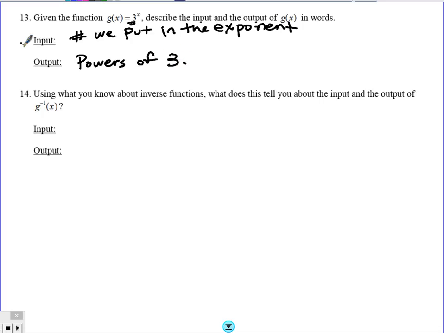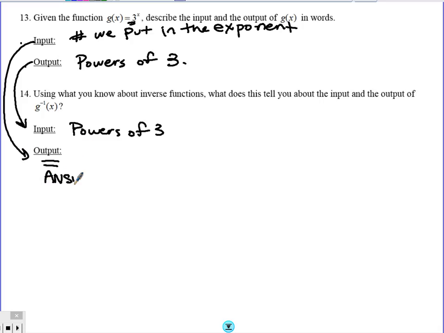So the input was our exponent, the output was powers of 3. If I do the inverse, how is that going to change for my input and output? Yep, the input will be our powers of 3. And the output is going to be now what the input was. The output, our answers for the inverse problems, will be: what was the exponent number? What was the exponent?